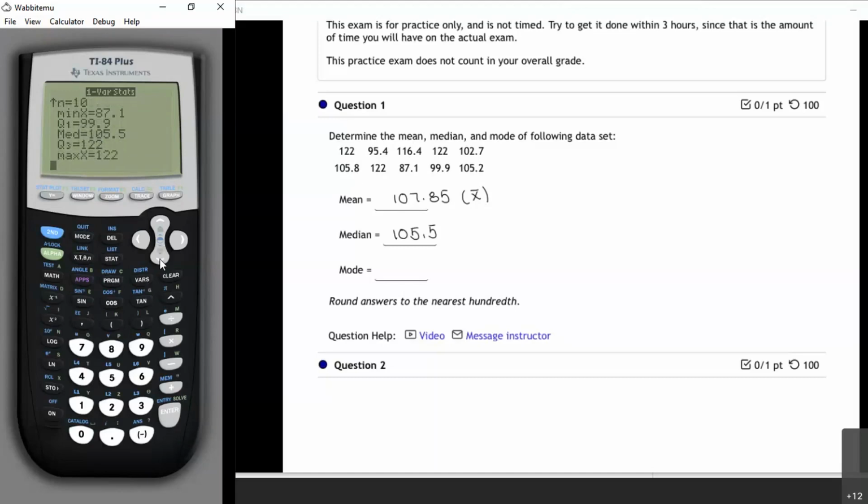And notice this doesn't tell you a mode. So you're kind of stuck with looking at the data to see if any of the data items repeat. If I'm looking at these data items, I'm seeing that 122 appears twice, 3 times actually, and it's the only data item that repeats. So my mode is 122.